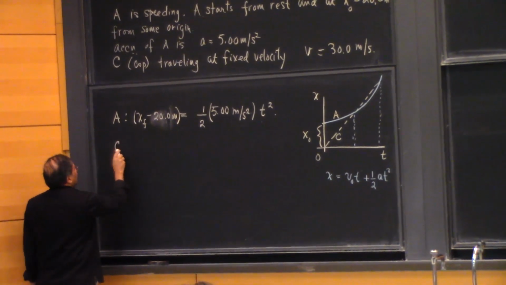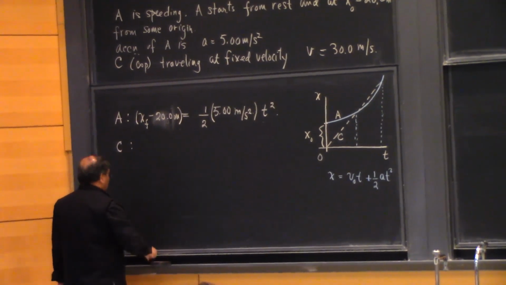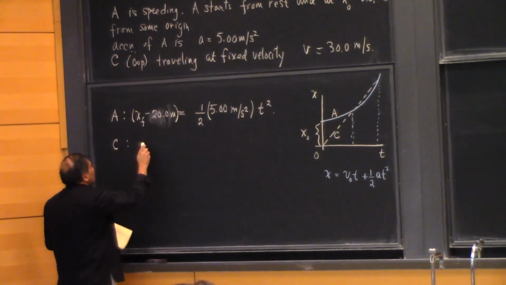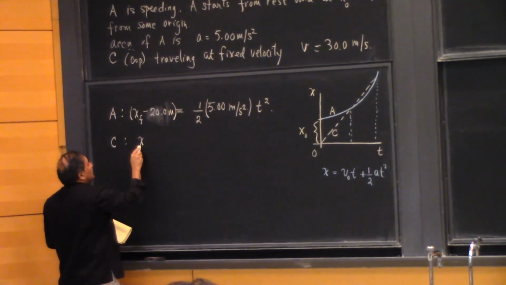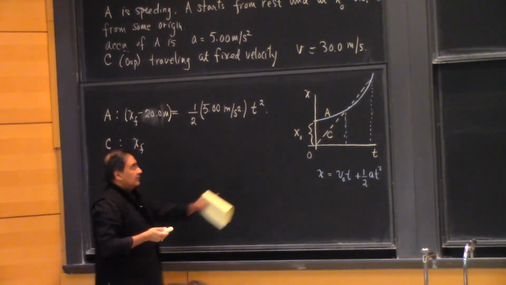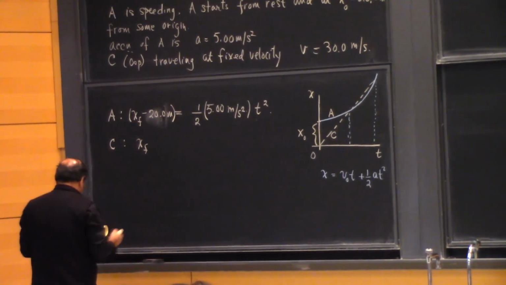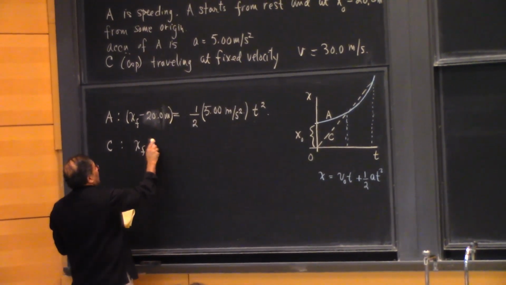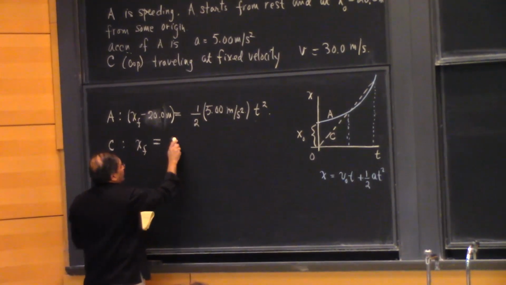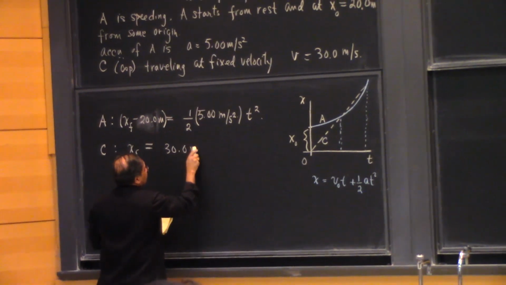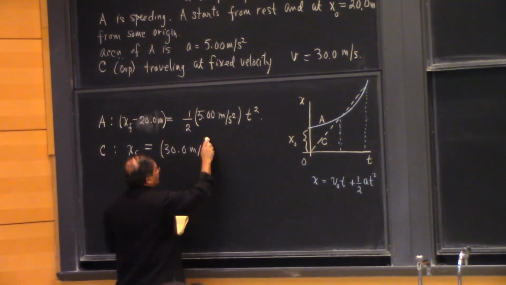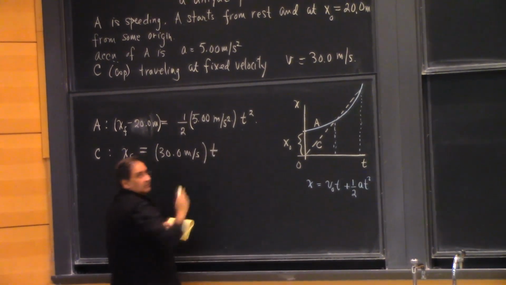Story of C, on the other hand, the cop, is quite straightforward, because the cop is simply moving at fixed velocity. So the final point where they meet, which I'll call xf. By the way, xf will also have 2 values, but that's not very interesting right now. And this is equal to 30.0 meters per second, which is the velocity with which the cop is moving, times the time.